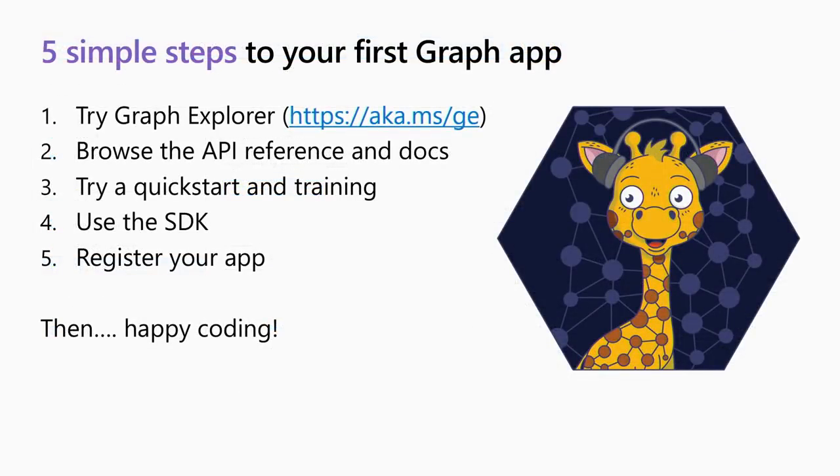And basically what we saw is 5 simple steps to get started with the API. 1, trying the Graph Explorer. 2, browsing the API documentation and the API reference. 3, showing the quick start and how to get started in less than 3 minutes. And then using the SDK and registering your application. With that, then you can get started. And we're going to talk now about the app patterns that you can build using the Microsoft Graph.